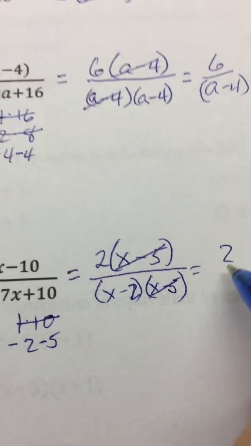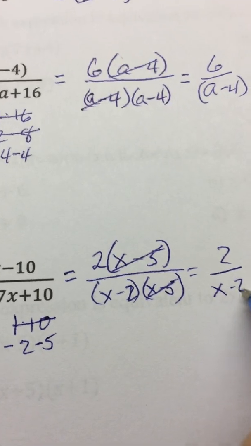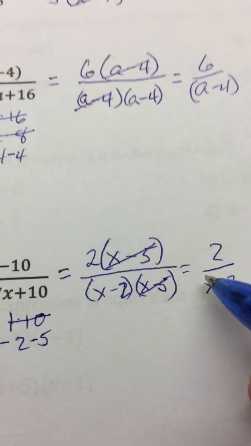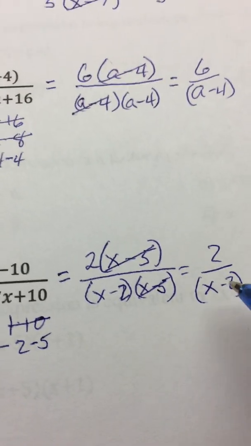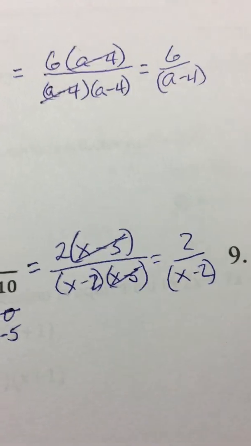So when you're done, this is 2 over x minus 2. And again, the 2's cannot cancel out because this whole thing is a factor. Either the whole thing goes or nothing goes, and there's not another x minus 2 on top.